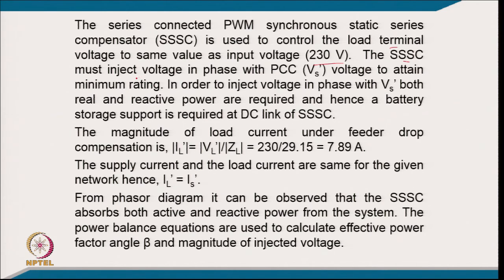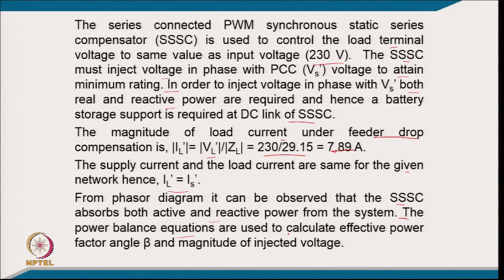So, SSC must inject the voltage in phase with the PCC voltage to attain the minimum rating. In order to inject the voltage in phase with the Vs, both real and reactive power are required. Hence, the battery storage support is required at the DC link of SSC, and the magnitude of load current under the feeder drop compensation comes VL dash upon ZL. So, putting the value of 230 divided by 29.15, it comes 7.89 ampere, and supply current after the compensation is the same, 7.89 ampere. From the figure it can be observed that the SSC absorbs both active and reactive power from the system.